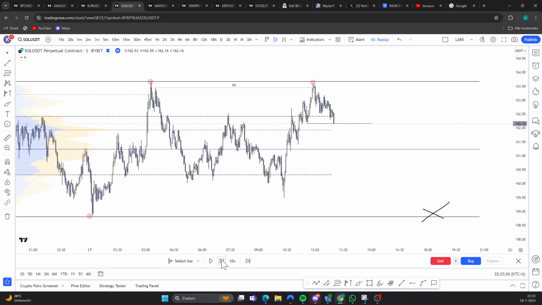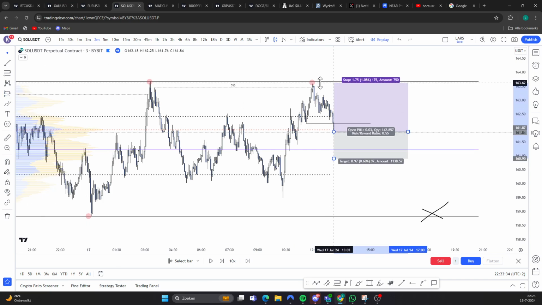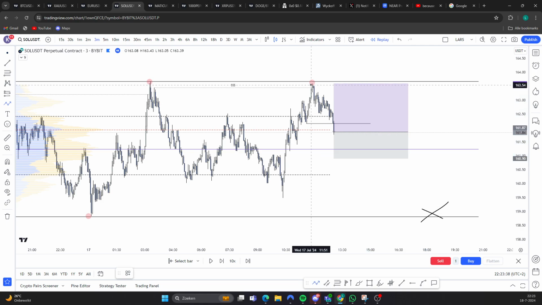Now, pressing replay mode, boom. Right there, we have our market structure break. That's where you would go short. You can put your stop here, which is the correct way to do it. But we also have structure from the top down where we have a lower high and a lower low.